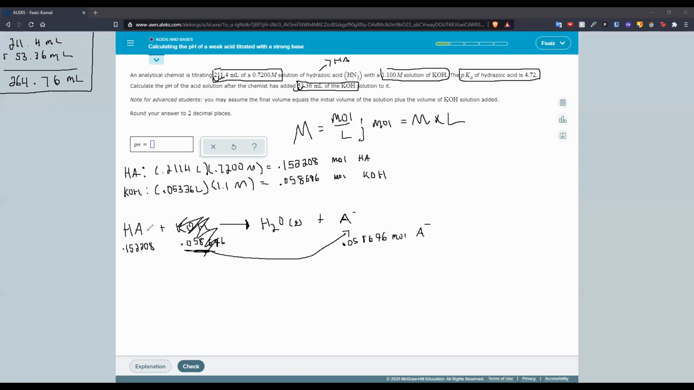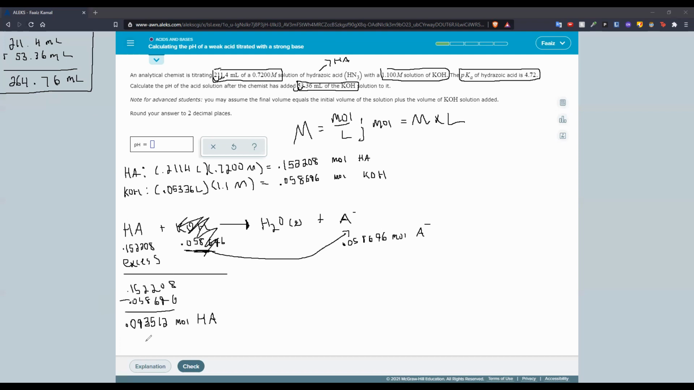And then remember, you also use up some weak acid when you react this KOH, and to find how much you have left after that, you do this amount minus how much you reacted with the KOH. So 0.152208 minus 0.058696. And that would be 0.0512 moles of HA. So at this point, you have to do an ice table.